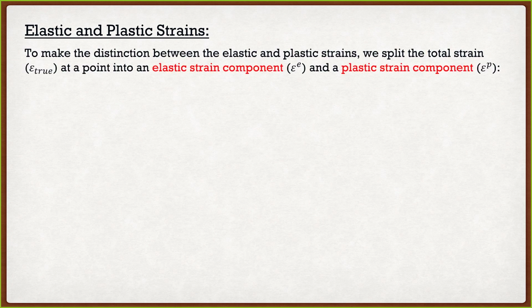So what we do in the theory of plasticity is we say that our total strain, which in this case is our true strain, actually has two portions. First, we have an elastic strain component, which we call epsilon E, and then we have a plastic strain component, which we call epsilon P. Nice and simple, makes sense, right? And the relationship between the two is very simple: our total strain, or in this case our true strain, is simply going to be our elastic strain plus our plastic strain. Our total strain is our elastic component plus our plastic component.